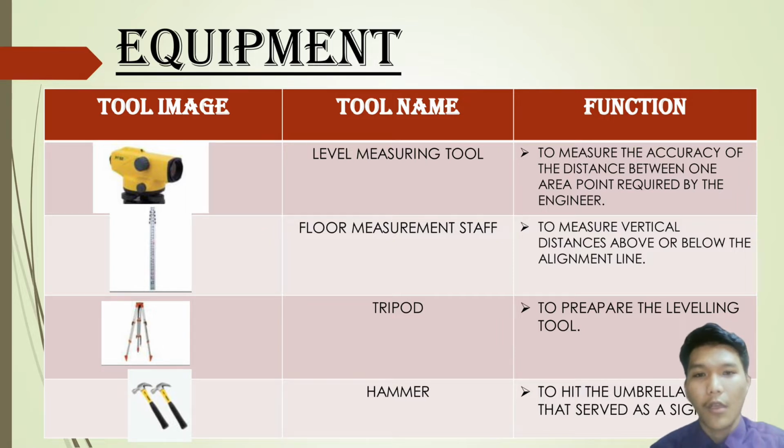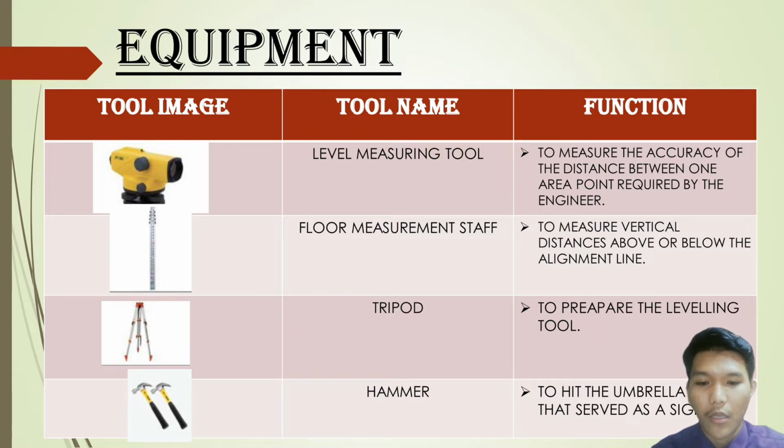01DKA21F1079. I will talk about the equipment that is used in the fieldwork. The equipment: number one is the level measuring tool. The function of the level measuring tool is to measure the accuracy of the distance between one area point required by the engineer. Number two is the leveling staff. The function of the staff is to measure vertical distance above or below the alignment line.